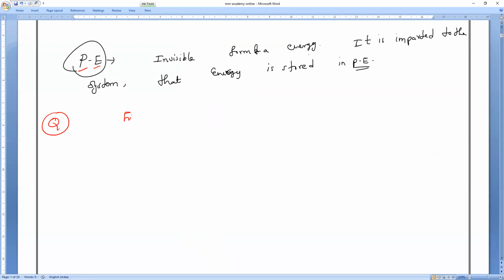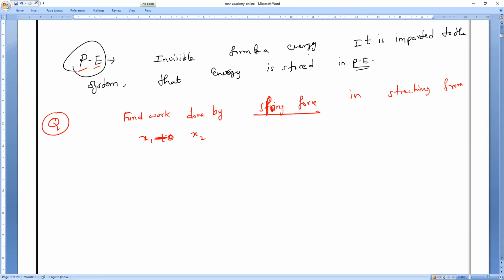Find work. The work done by the body is equal to the energy stored in the body. Will you all agree with that statement? So find the work done by spring force in stretching from x1 to x2 distance.